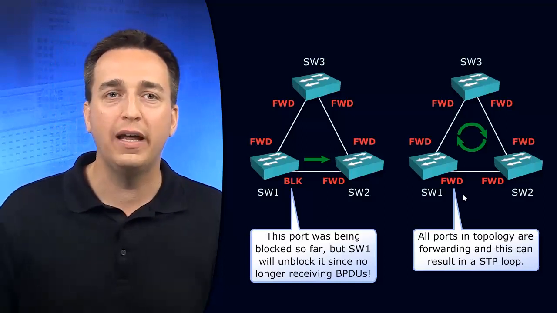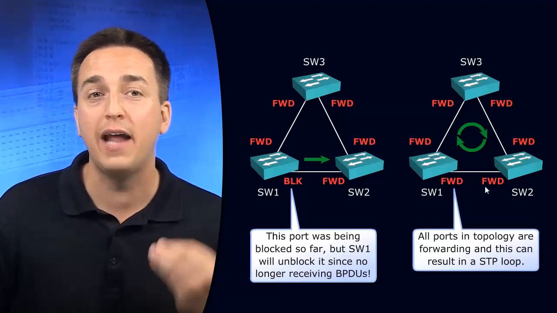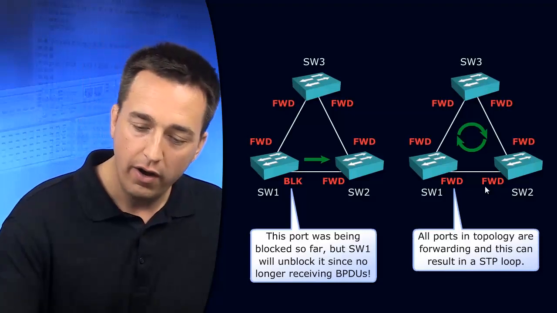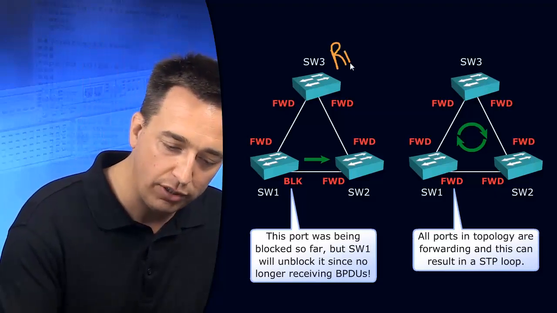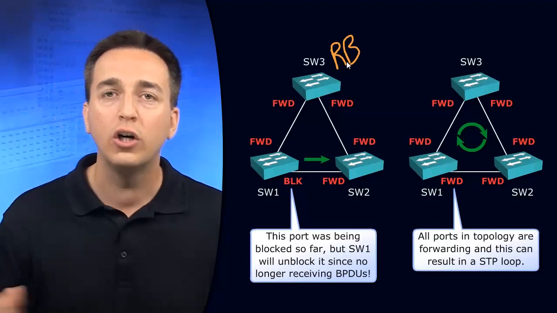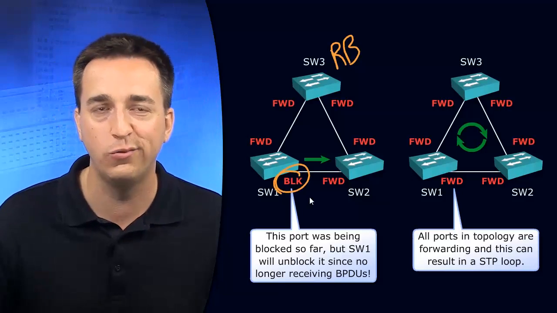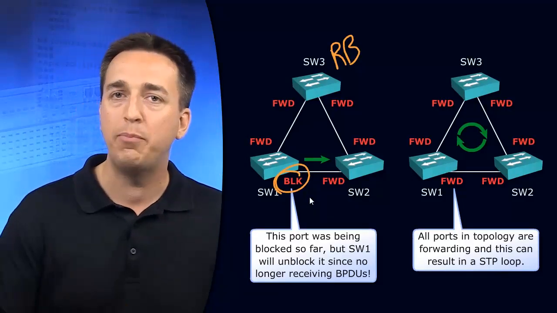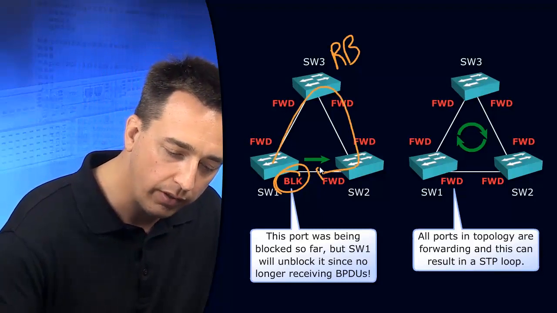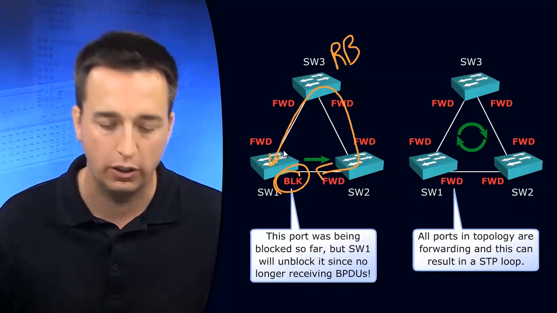Examine the topology on the left-hand side. Everything is good on the left-hand side. So far, we have our root bridge up at the top. And all the ports that need to be in the forwarding state are currently in the forwarding state. And we have our blocked port on switch number 1. So what is happening here is that there is no loop within the topology. The loop is contained right now because of that blocked port.